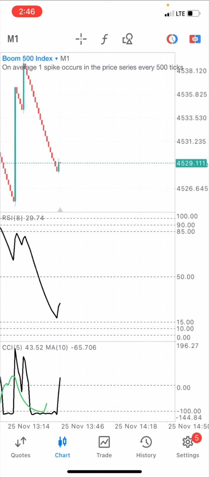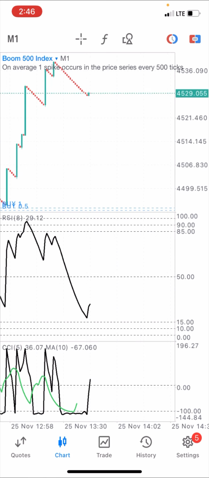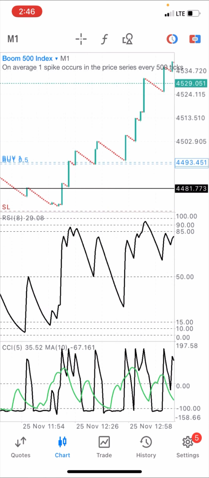That was a spike. We just caught a spike, but it was quite small. More spikes just might come on from there.